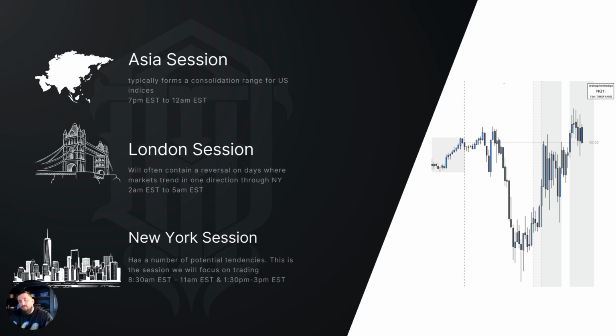When discussing the formation of a daily range, there are three main sessions that we're considering. We have Asia, which is generally speaking a consolidation from around 7 to 12. London, which can often create a reversal for the day, where markets, if they want to close in one direction, London will normally form the higher low.